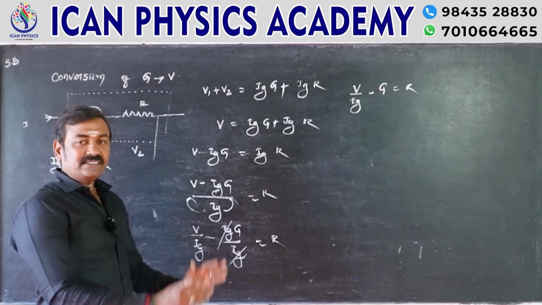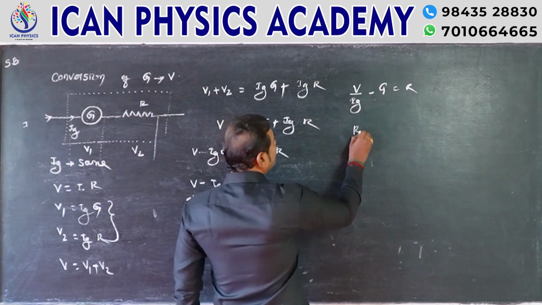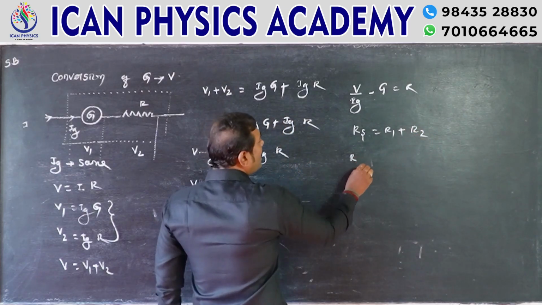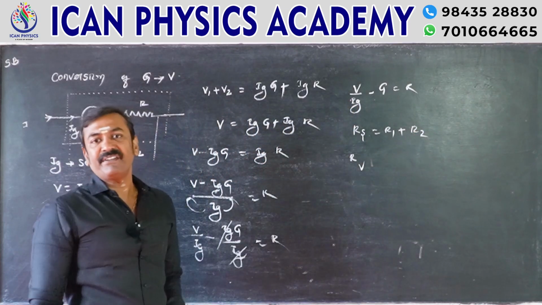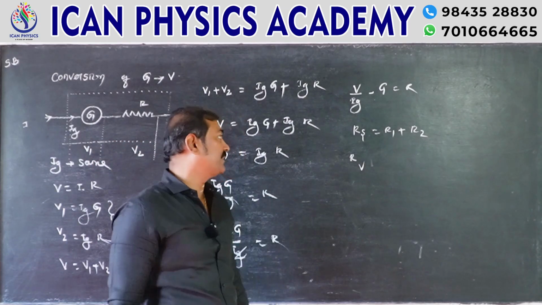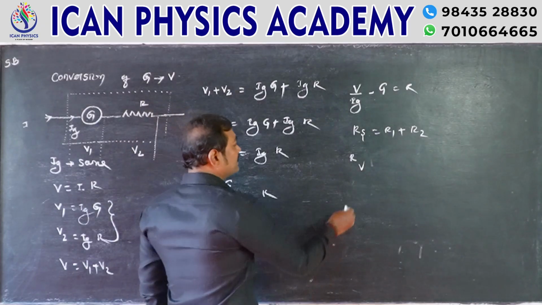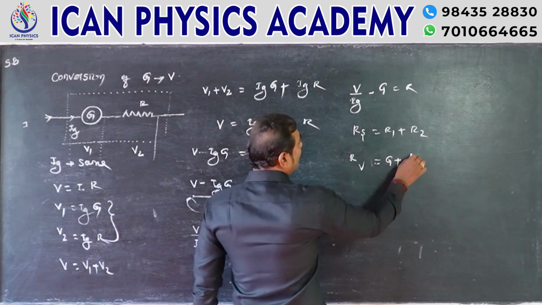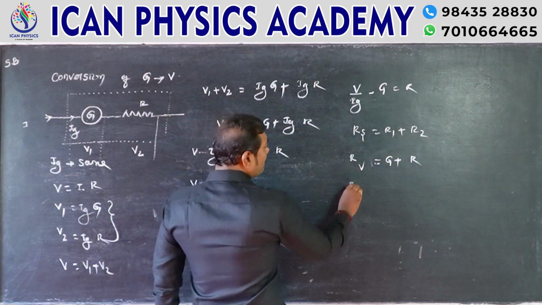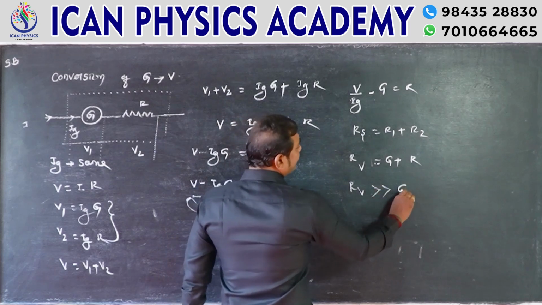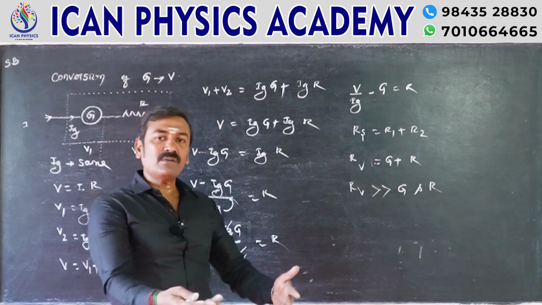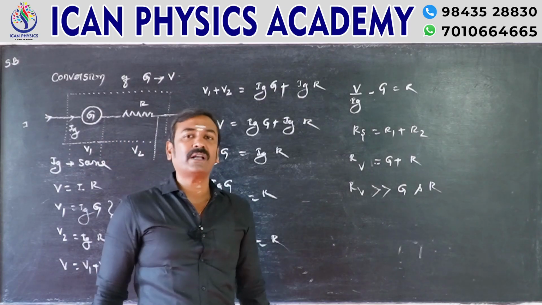Okay. When two resistances are connected in series, what do we know? Rs equal to R1 plus R2. So RV. Why did we write RV now? Because it is the total resistance or effective resistance of the voltmeter. So what are the two resistances? One is the galvanometer resistance and another one is the resistance which is connected in series. So the RV is always greater than G and R. Right? Okay, sir.